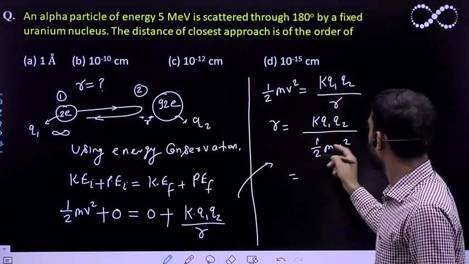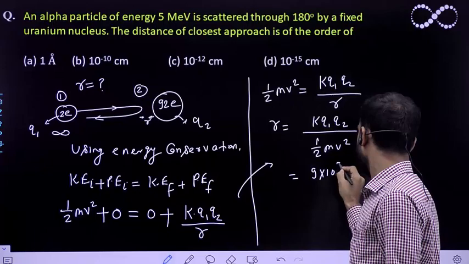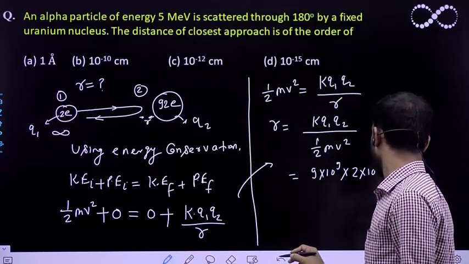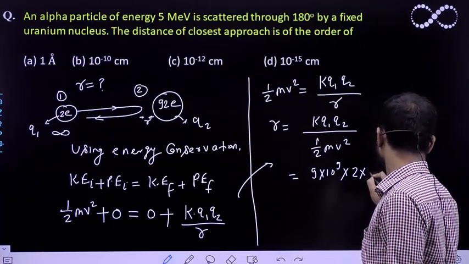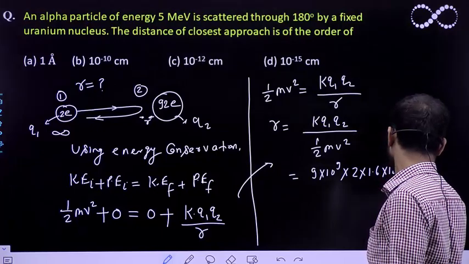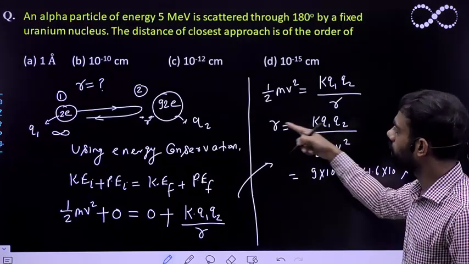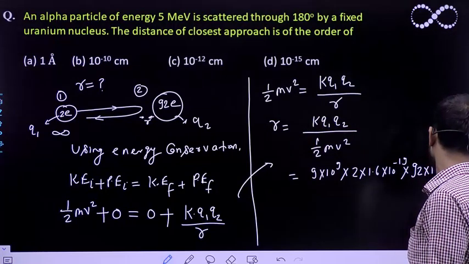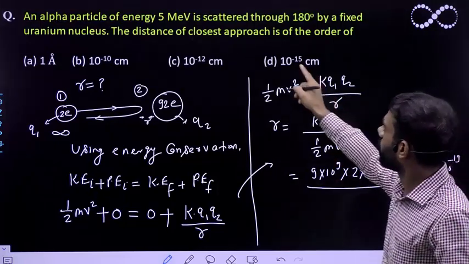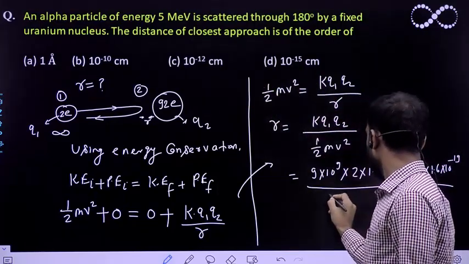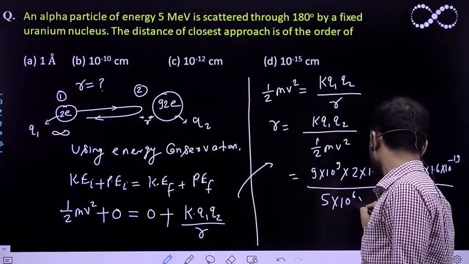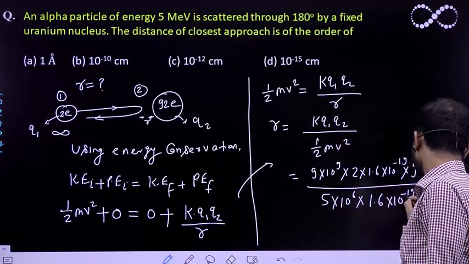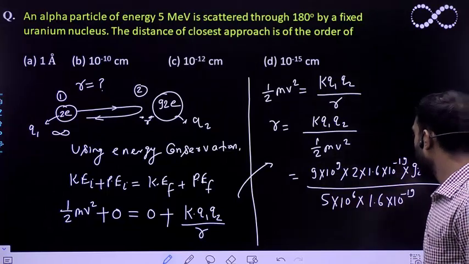The value of k you know: 9 into 10 raised to power 9. q1 you can take as 2 into 1.6 into 10 raised to power minus 19, and q2 is 92 into 1.6 into 10 raised to power minus 19, divided by the kinetic energy given in the question, 5 mega electron volt. So 5 into mega is 10 raised to power 6, and 1 electron volt is 1.6 into 10 raised to power minus 19.